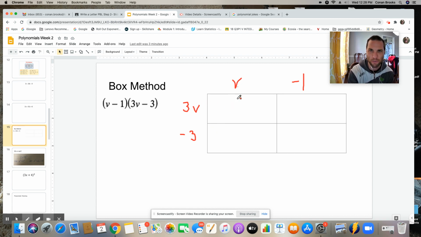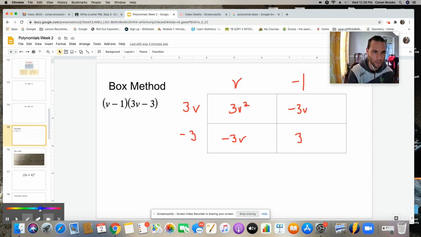So here 3b and b meet in the grid. 3b times b is 3b squared. 3b times negative 1 is negative 3b. b times negative 3 is negative 3b. And negative 1 times negative 3 is positive 3, right? Okay, so we got our four products that we multiplied together.